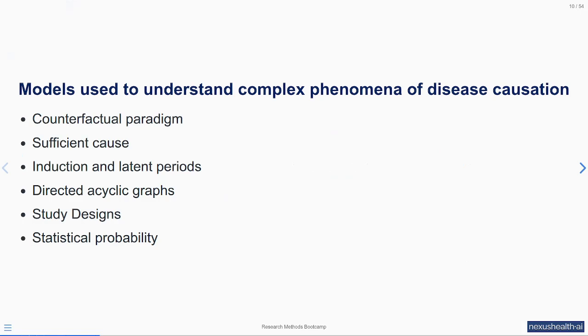What models can we use to understand complex phenomena of disease causation? There are several, among which we have the counterfactual paradigm, the sufficient cause model. We also look at concepts of induction and latent periods. We have directed acyclic graphs. Even our study designs are models that can help us to understand complex phenomena of disease causation. And then, of course, statistical probability.